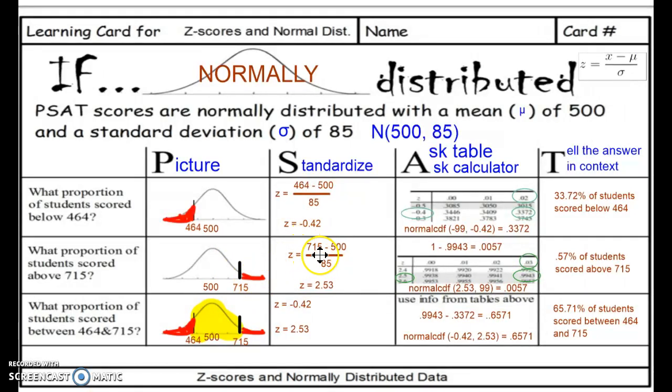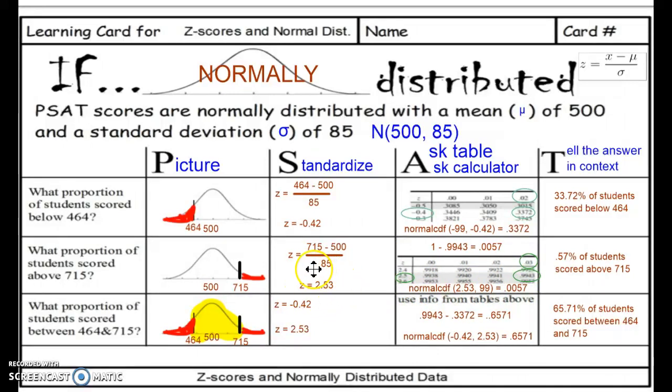I turned 715 into a z-score, so 715 minus 500 divided by the standard deviation of 85 gives me a z-score of 2.53. Now here's where things get a little bit different than what I had above.